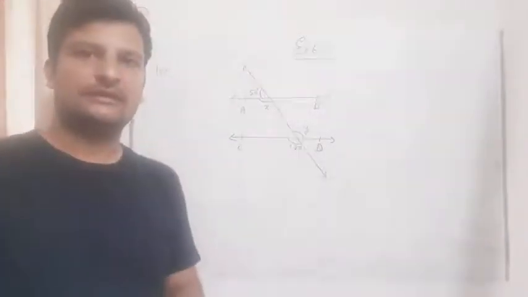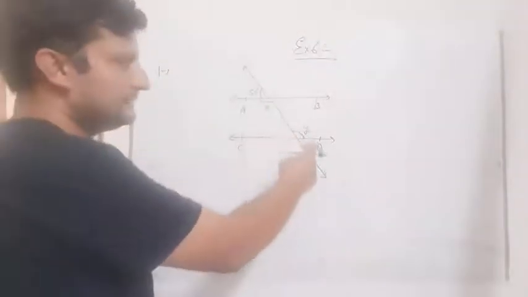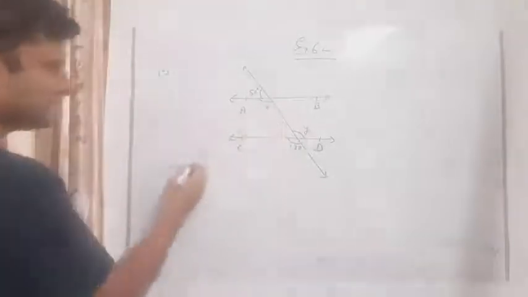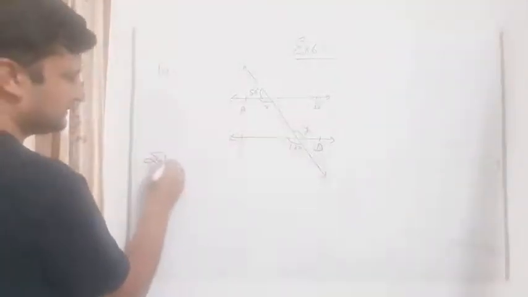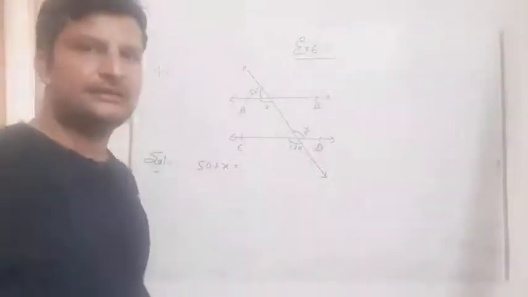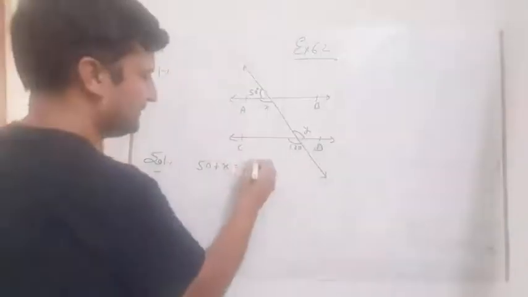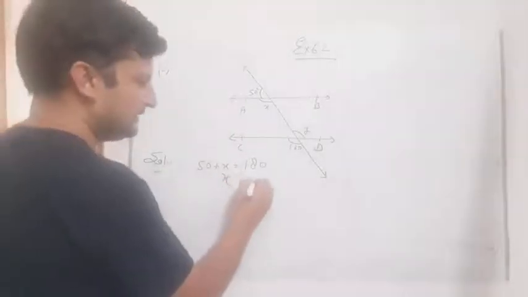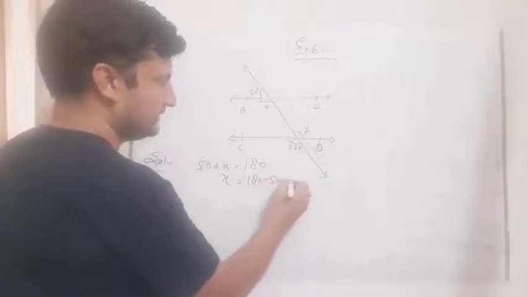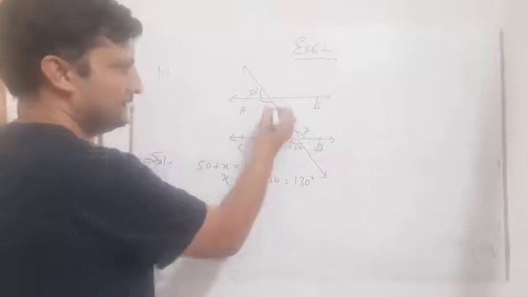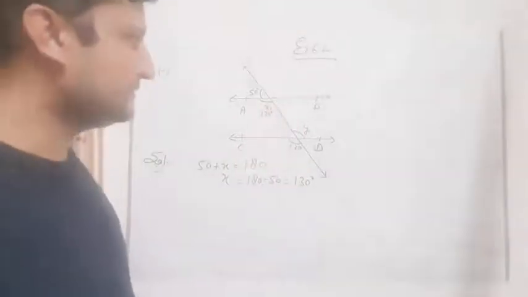How can we find the angles? I have told you earlier that this is a straight line. So what we can say is that the sum of these two angles, 50 plus x, is a straight angle, and a straight angle is always 180 degree. So 50 plus x is equal to 180 degree. It means x is equal to 180 minus 50, that is 130 degree. It means the value of x is 130 degree. We have found it. Understood?